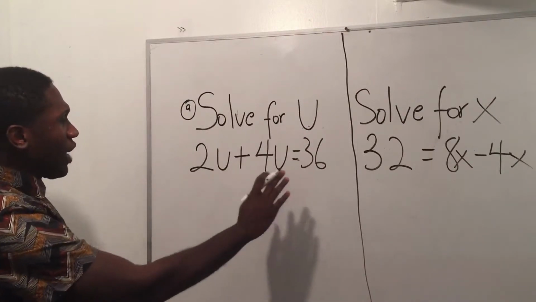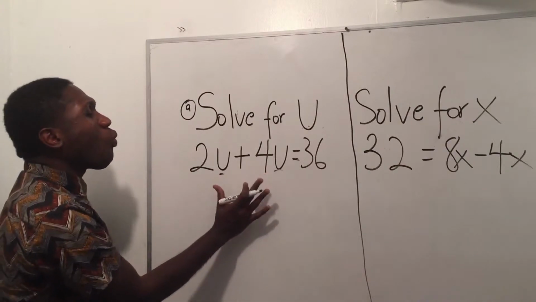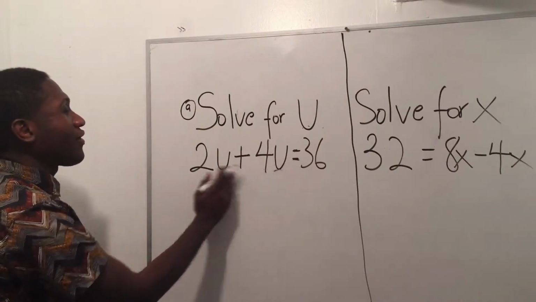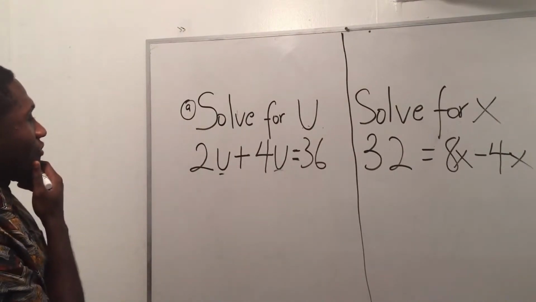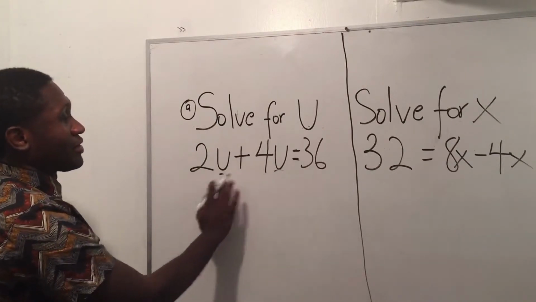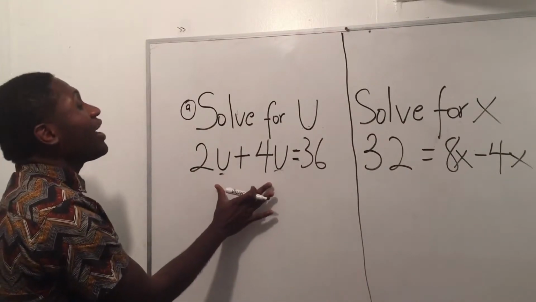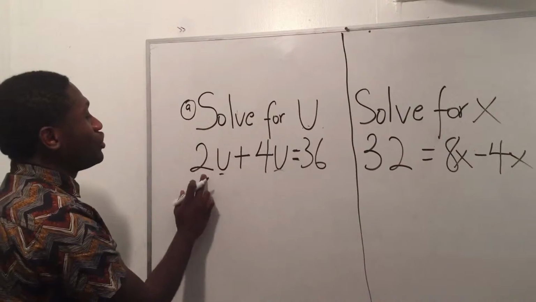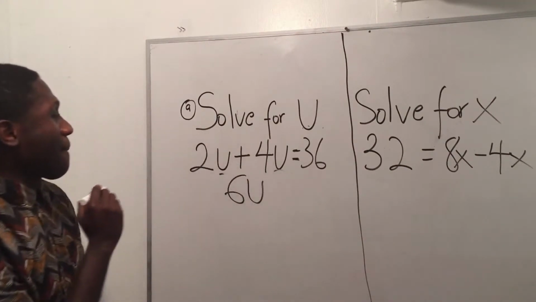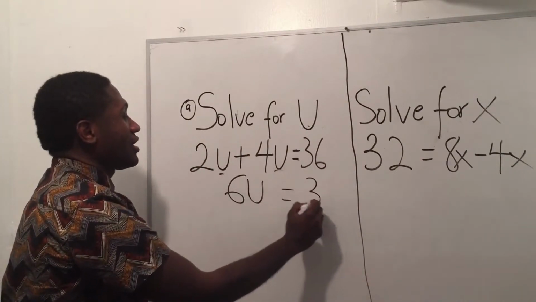So in the equation, where is my u at? That is u, and I have another u, and they're all on one side of the equal sign. On this side, I have those u's over there. So they are like terms. 2u, 4u, they are like terms. So I'm going to have to combine like terms over there. So 2u plus 4u is what? 6u. And I move on to this side. I just bring down my equal sign, bring down a 36.